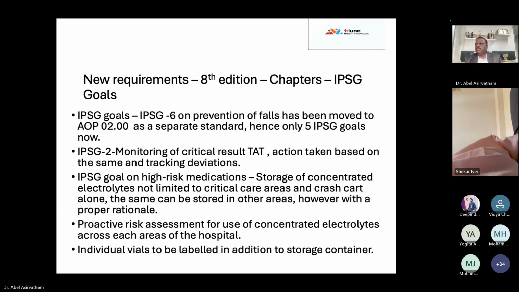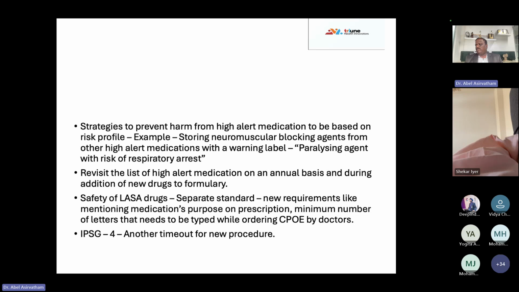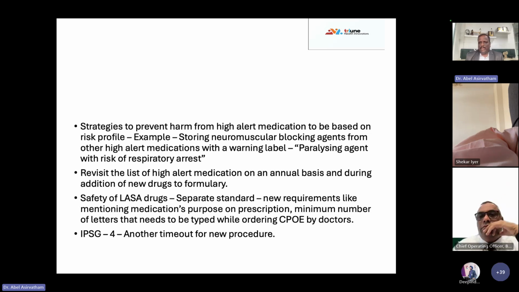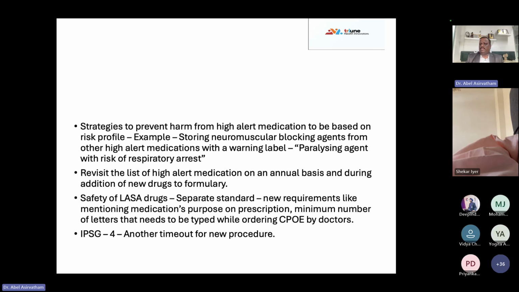Okay. Then strategies to prevent harm from high-alert medication to be based on risk profile. Example, storing neuromuscular blocking agents away from other high-alert medication, the warning label, especially when you're storing them in a fridge, and chemo drugs, okay, like warning of risk of extravasation. So those kind of things need to be there, okay, when you're storing with other high-alert medication. Then revisiting the list of high-alert medication on an annual basis and during the addition of new drugs to the formulary. This has to be done at least once in a year.